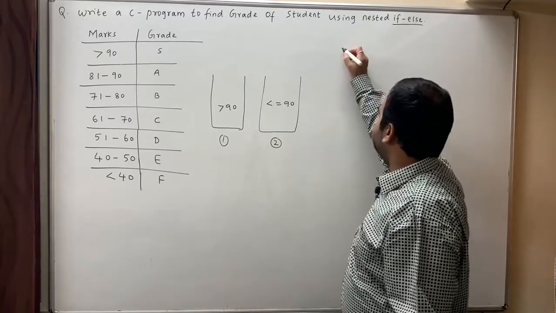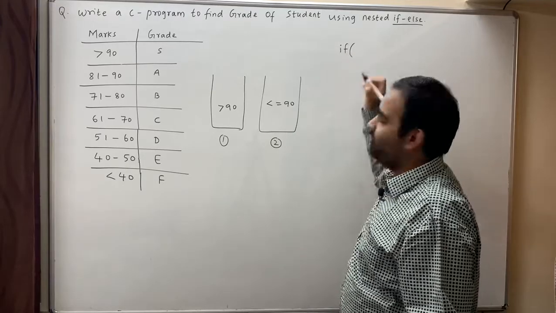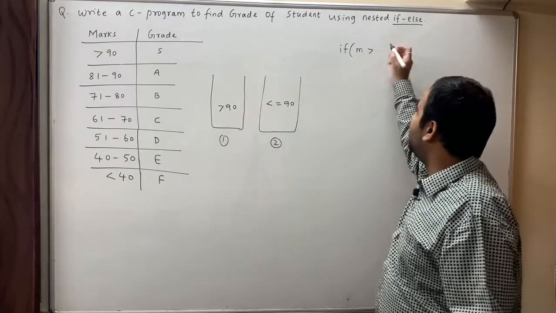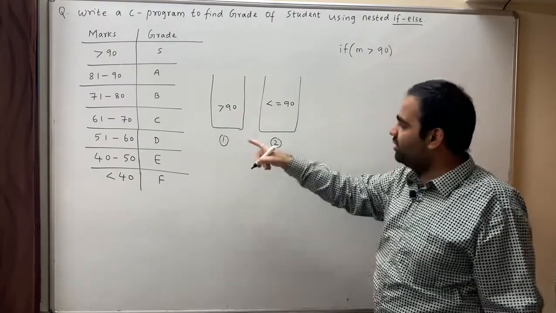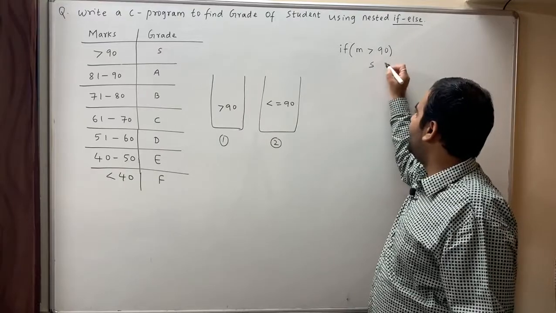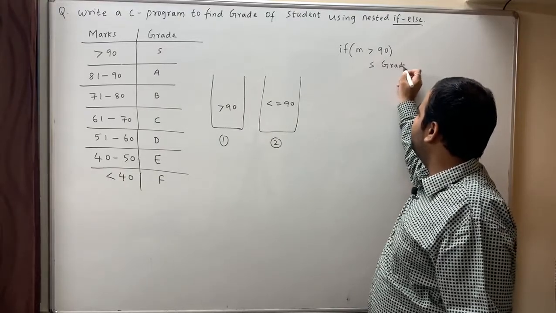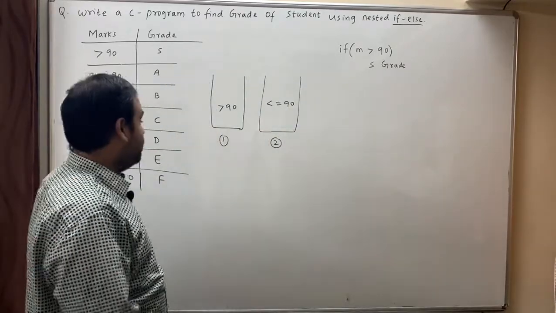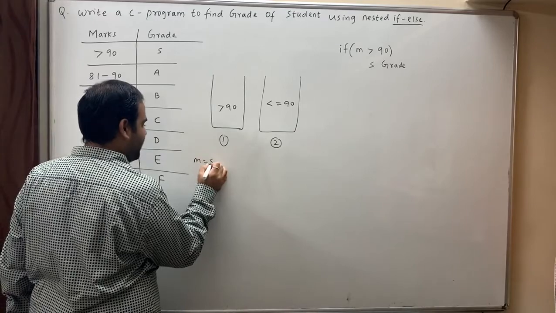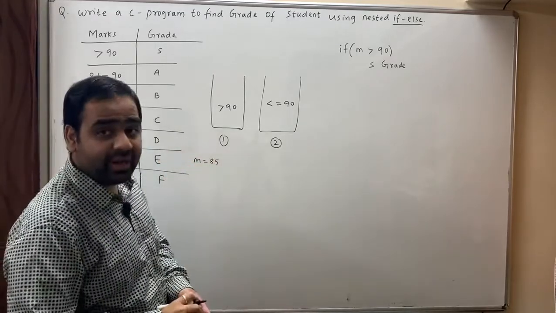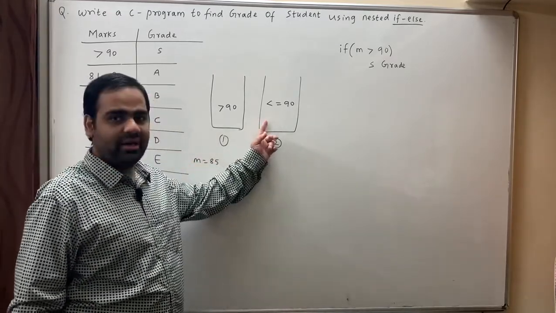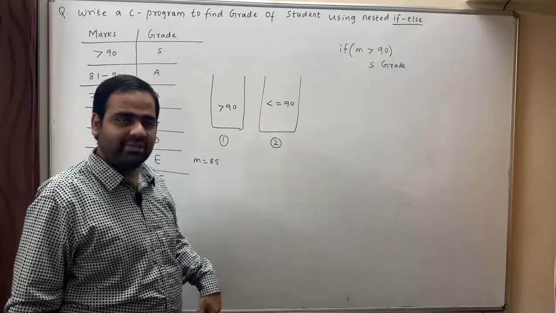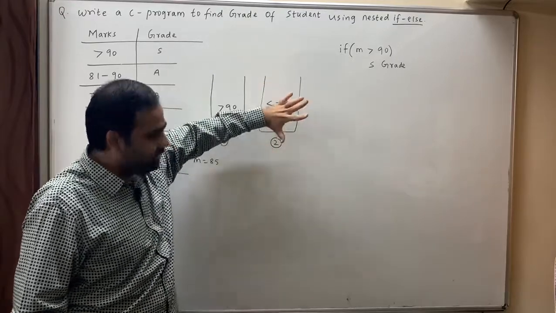Therefore, I am just writing the logic over here. I can say if M is the marks, and if M is greater than 90, what is the grade? The grade is A. Therefore, I can write here A grade. Now assume that the marks is 85. In which bucket do I need to put it? I need to put it in bucket 2, because 85 greater than 90 is false, and 85 less than or equal to 90 is true.